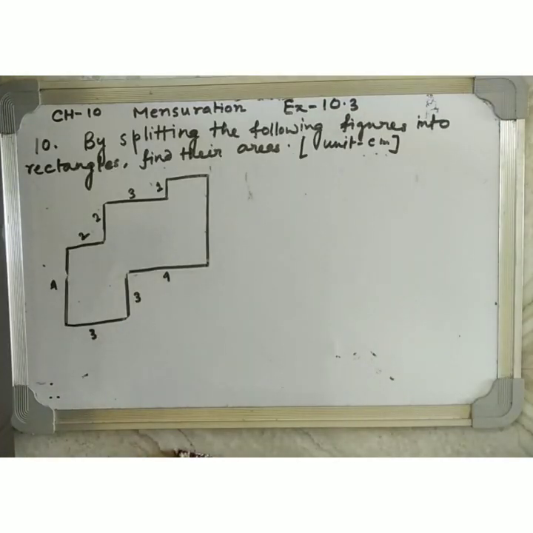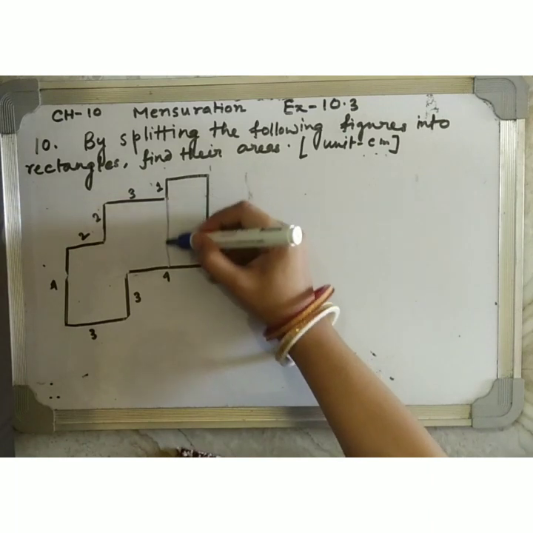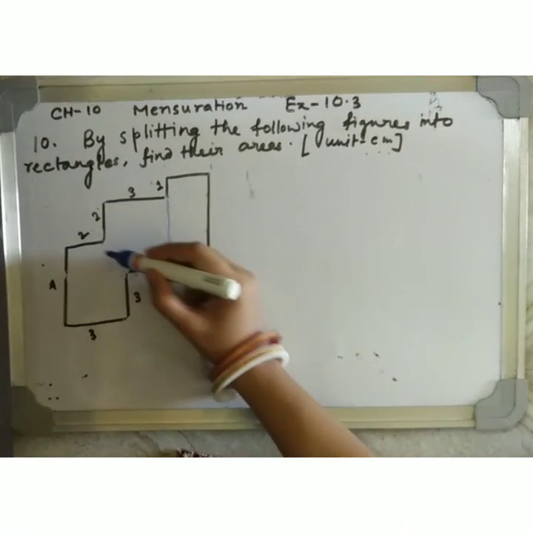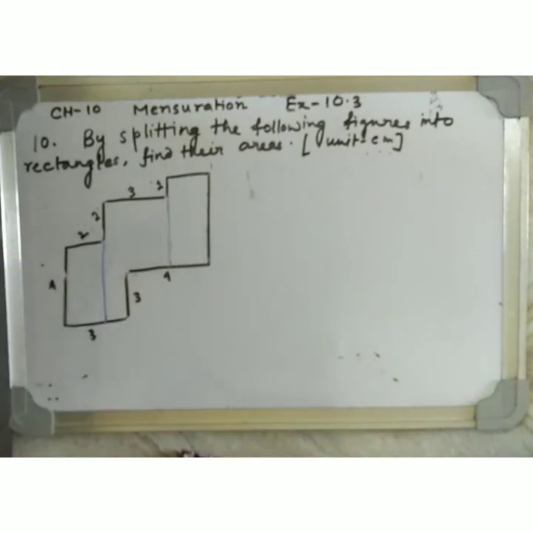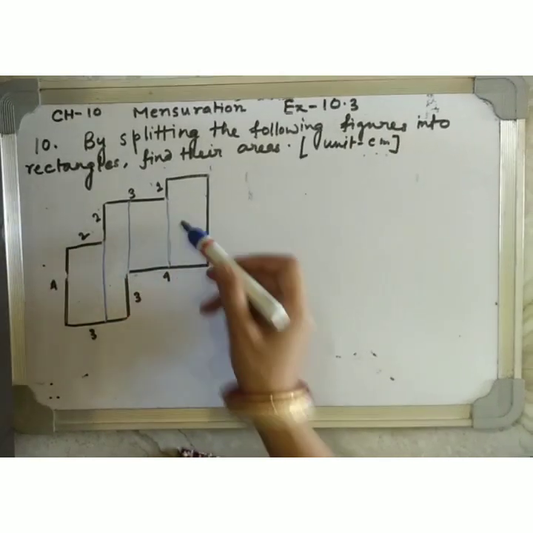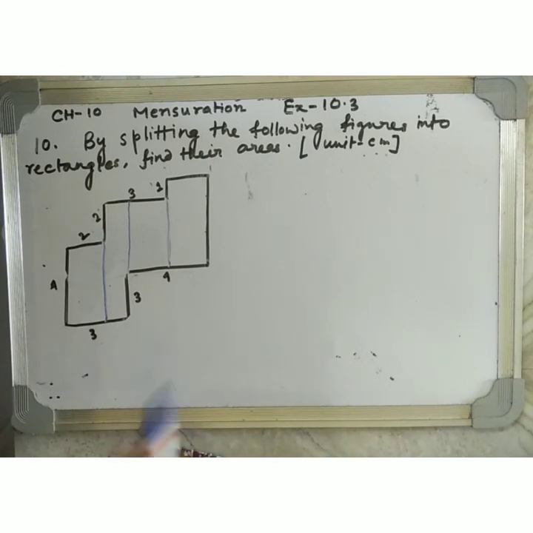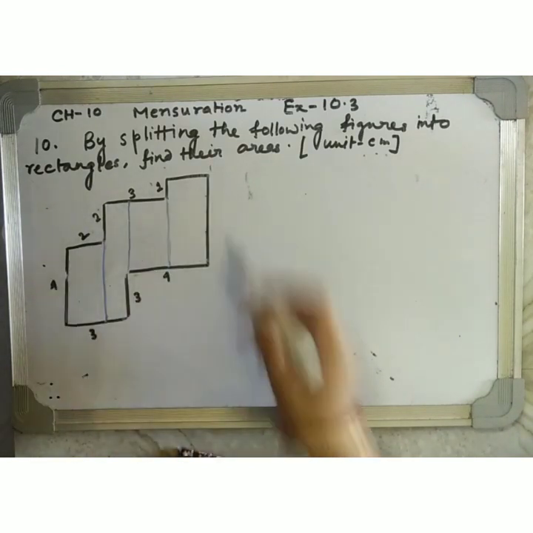Now in question number 10 it is written, by splitting the following figures into rectangles, find their areas. Okay, so we have to split this figure into rectangular figures, and we have to find the area of it. Okay, how to do this? First, let's split this figure. I am joining these in this way to make it a rectangle. Here also I am giving this line, and here also I am giving this line. Okay, so we have got 4 rectangles, and we have to find the area of these 4 rectangles individually, and we will add these areas to find the area of the whole figure.